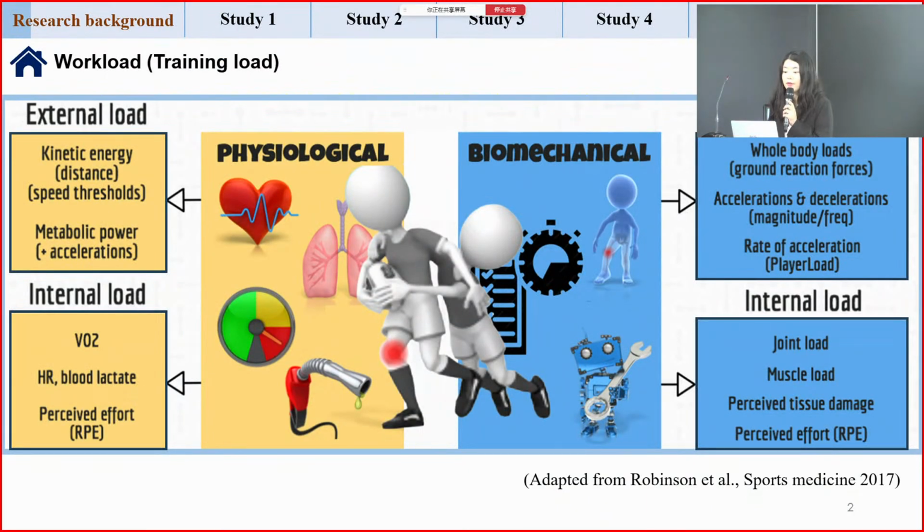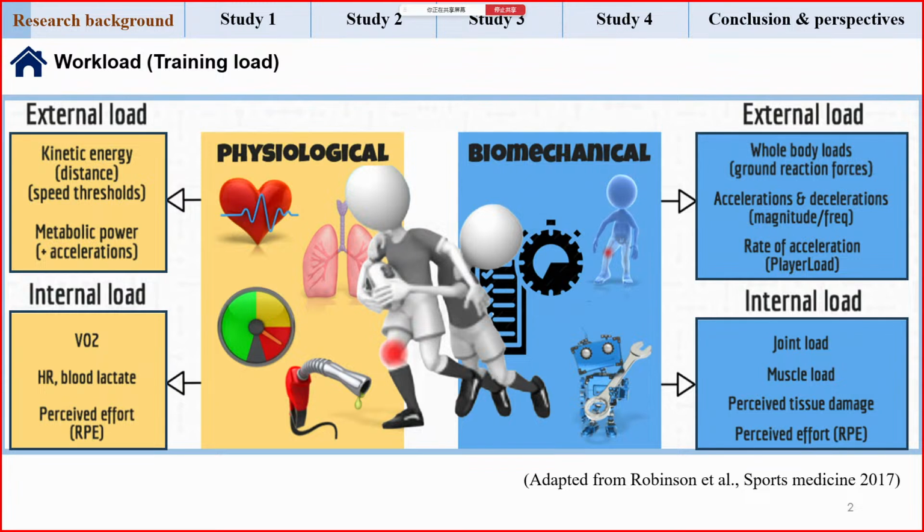Since the focus of this research is to investigate the relationship between workload and performance, as well as workload and injury, we need to know what workload is. Workload is defined as a cumulative stress placed on the player during one or more training sessions over a period of time, which is categorized into external load and internal load.